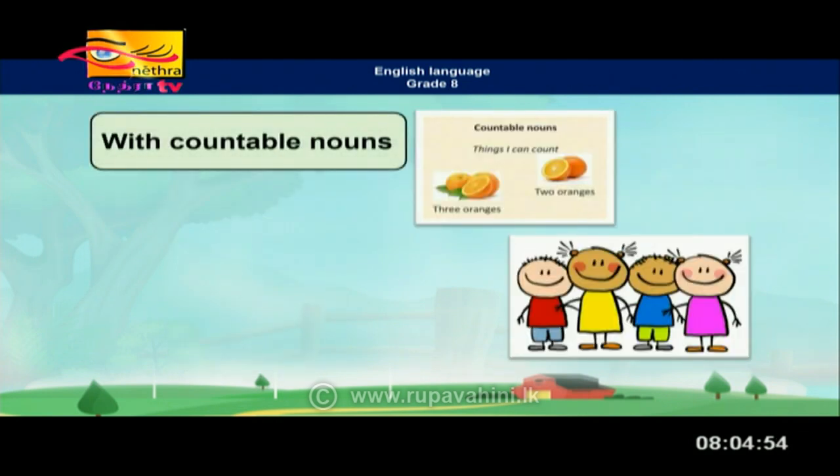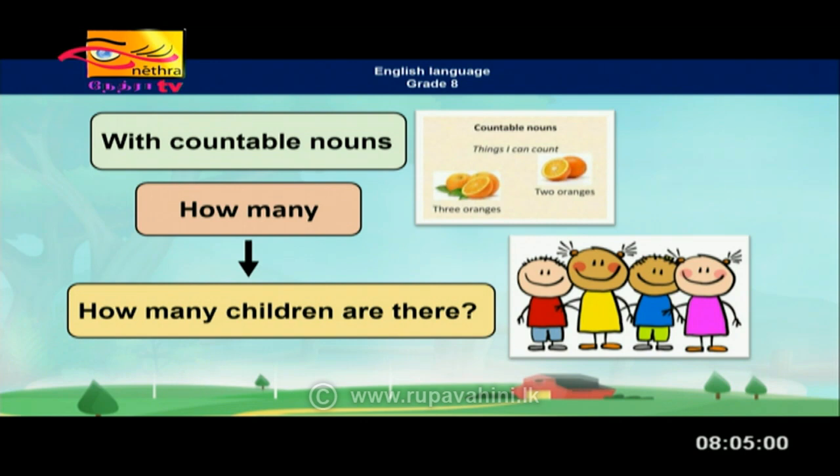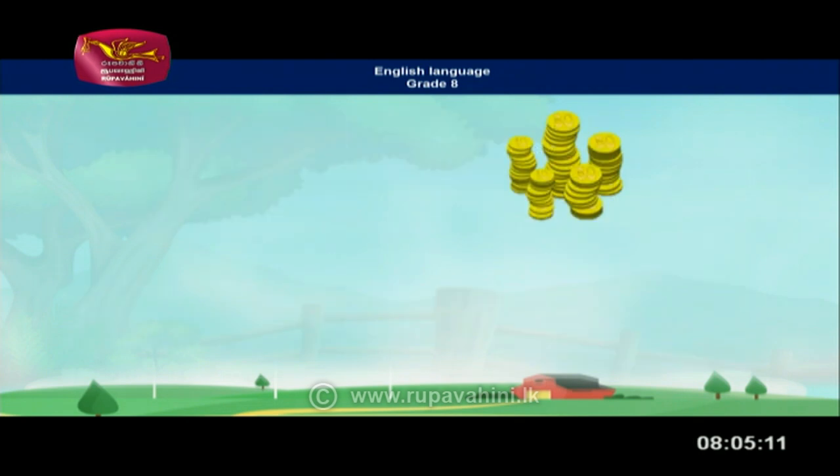Then, with countable nouns, we use the question word how many. How many children are there? You can see some children, and you can count them as 1, 2, 3, 4. So, with countable nouns, we use how many.